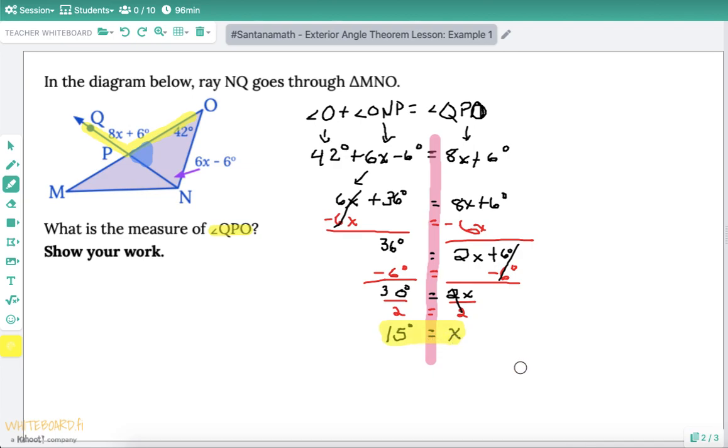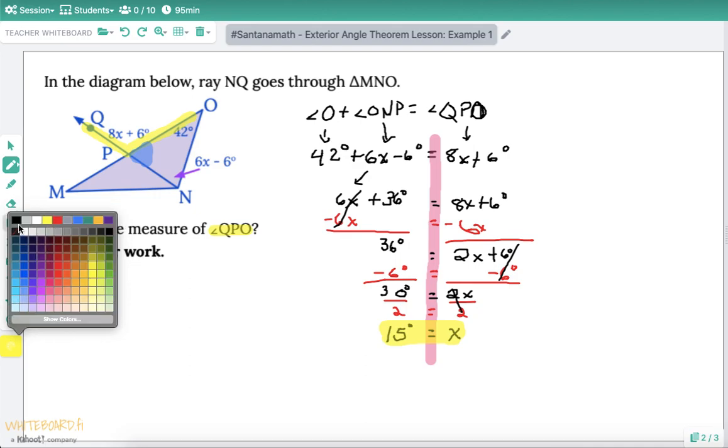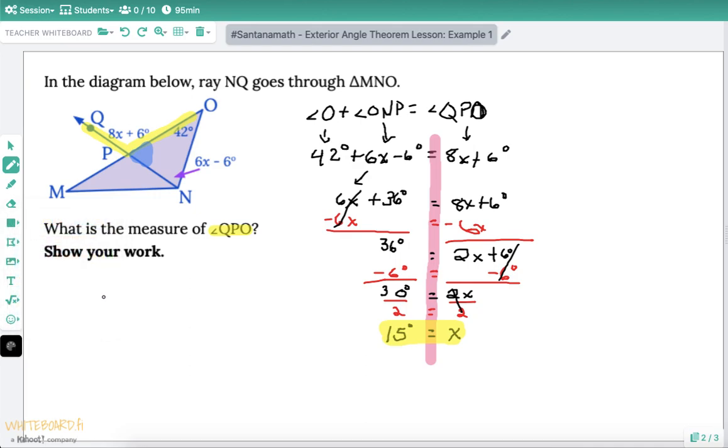We needed x. Now that we know what x is, we can definitely put that in here and solve for angle QPO. So let's write that down. Angle QPO, which is what we've been looking for all along. And now we have the missing piece to be able to do so. We get this. So we know that x is 15 degrees, so it's 8 times 15.